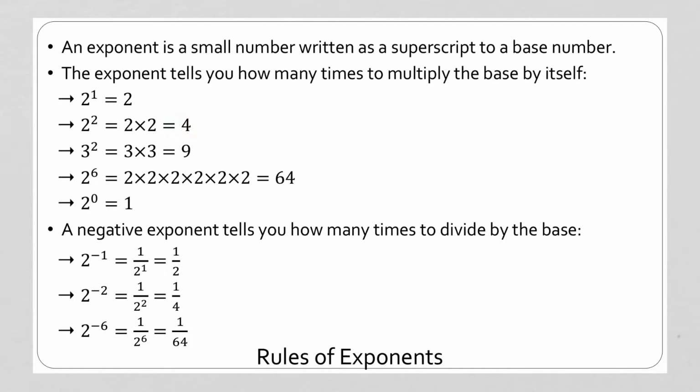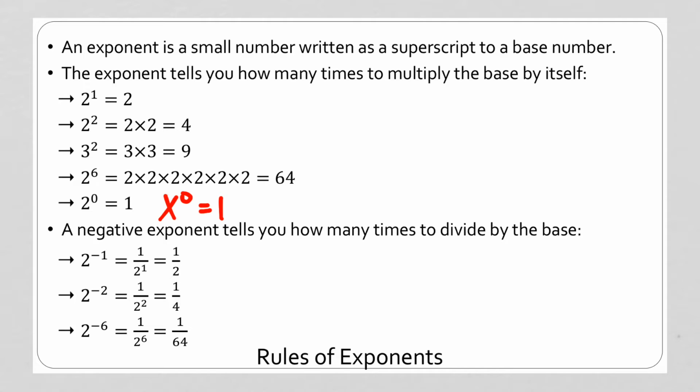2 times 2 is 4. 3 to the 2 power is 3 times 3, that's 9. 2 to the 6 power is 2 times itself 6 times, for a total of 64. And then a special case, 2 to the 0 power is 1. In fact, anything to the 0 power, any arbitrary number to the 0 power, is 1.